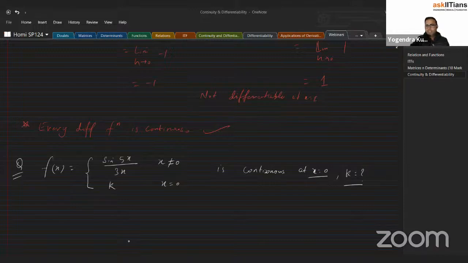By the way, this is an example of removable discontinuity also. Sometimes when k is given something, we count it as removable discontinuity also. Do you remember that? I think I should explain that also: what are removable and non-removable discontinuity?